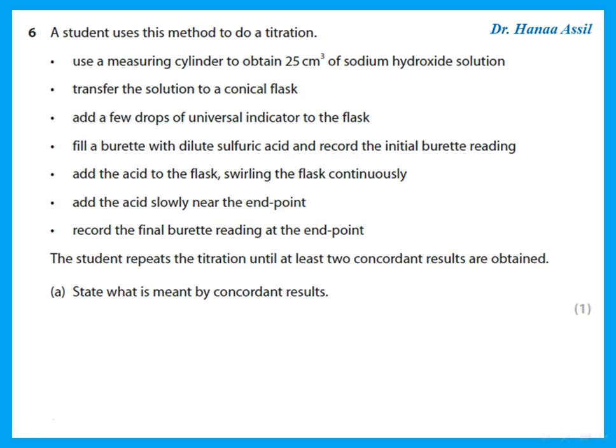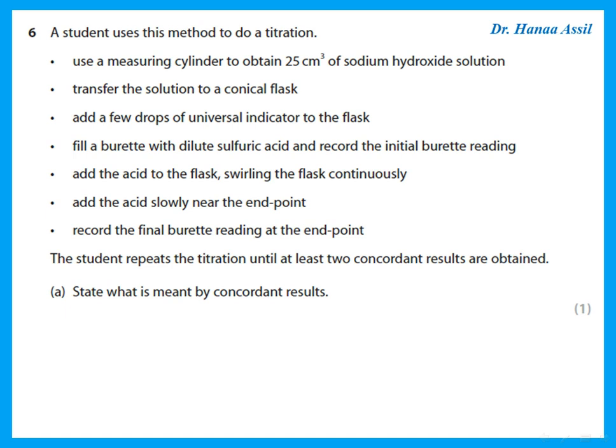Okay, question 6 says a student uses this method to do titration. You remember what is titration? He used a measuring cylinder to obtain 25 centimeter cubed of sodium hydroxide solution, transfer the solution to a conical flask, add a few drops of universal indicator to the flask, fill a burette with dilute sulfuric acid, record the initial burette reading, add the acid to the flask, swirling the flask continuously, add the acid slowly near the end point, record the final burette reading at the end point.